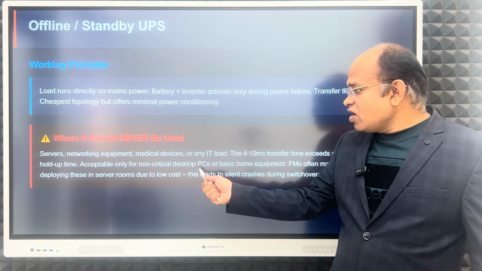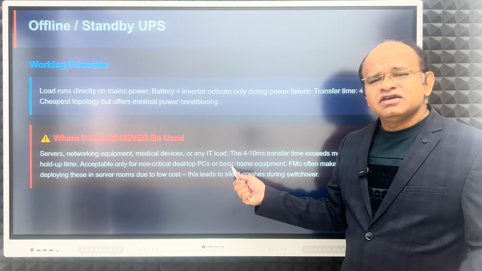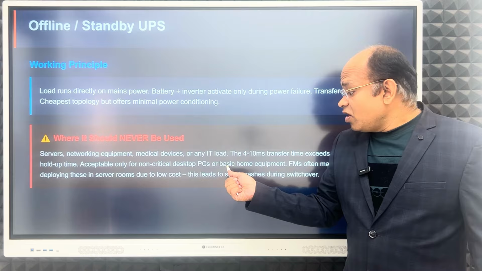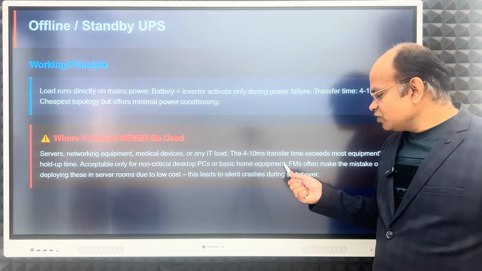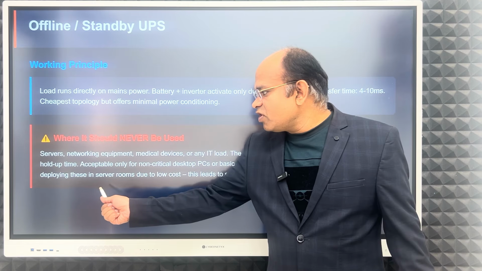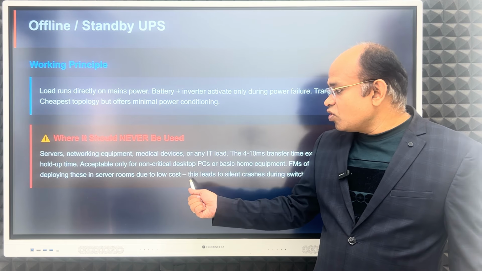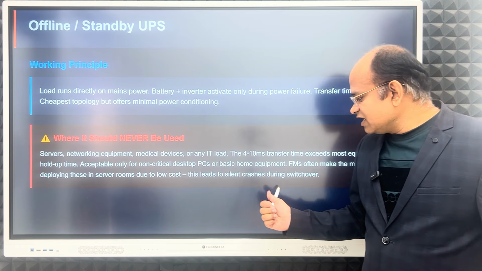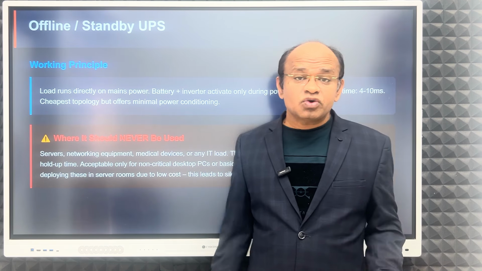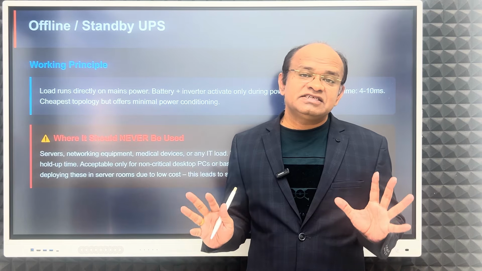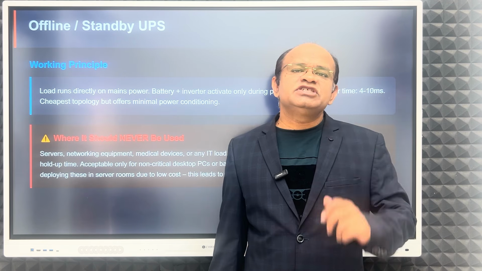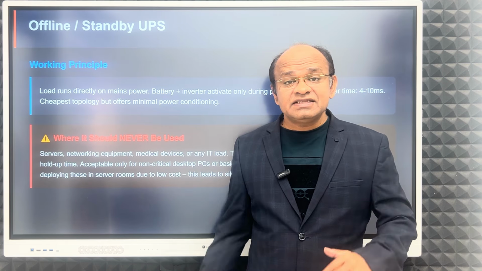That is why it should not be used. Acceptable only for non-critical desktop PCs. If it is critical, then also it is not advisable. Or basic home equipment. I told you. FMs often make the mistake of deploying these in server rooms due to low cost. This leads to silent crashes during switchover. So never use this in a server room. These are electronic sensitive devices, very fast switching devices. Less than 4 millisecond time it switches. So it will sense the disruption.